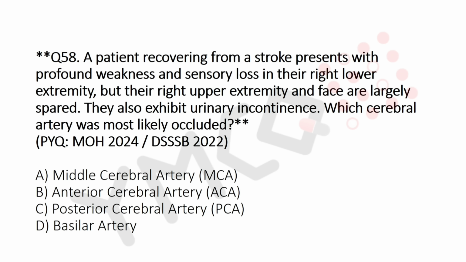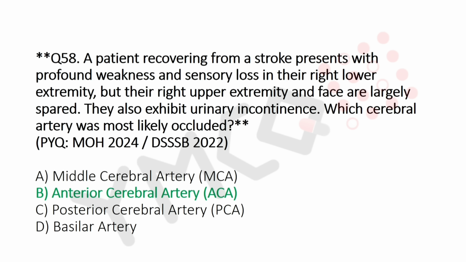A patient recovering from a stroke presents with profound weakness and sensory loss in their right lower extremity, but their right upper extremity and face are largely spared. They also exhibit urinary incontinence. Which cerebral artery was most likely occluded? Option A, middle cerebral artery. Option B, anterior cerebral artery. Option C, posterior cerebral artery. Option D, basilar artery. And the answer is option B, anterior cerebral artery.